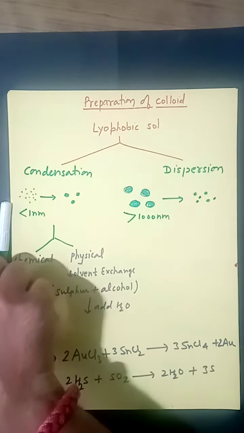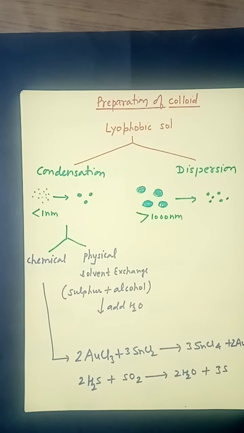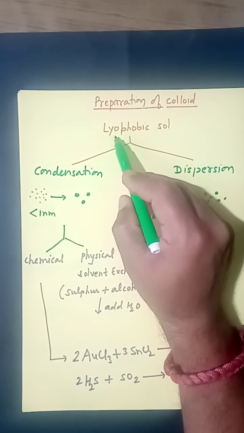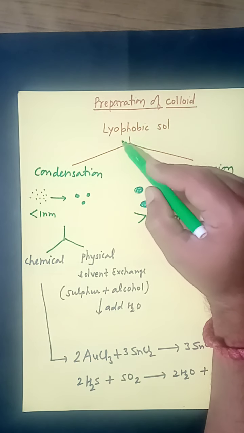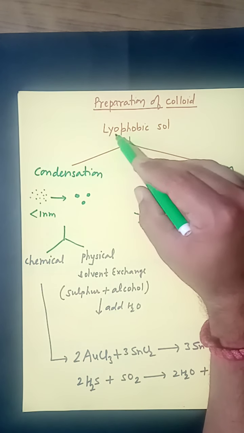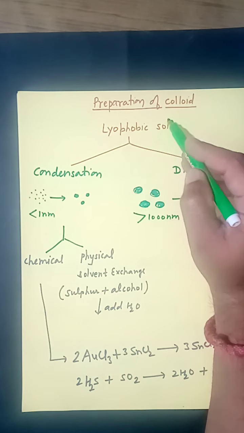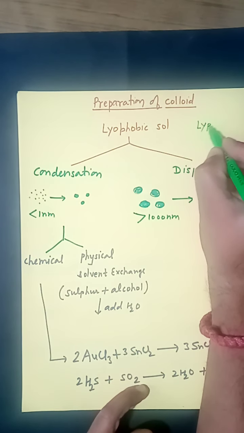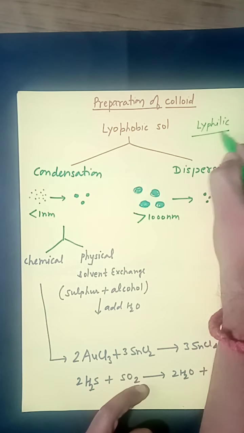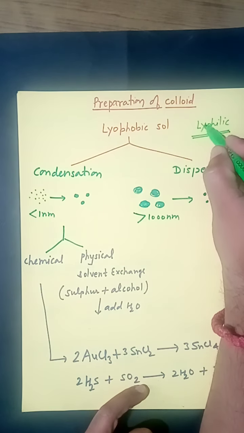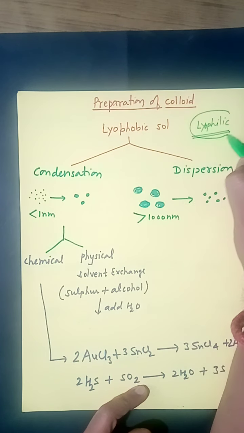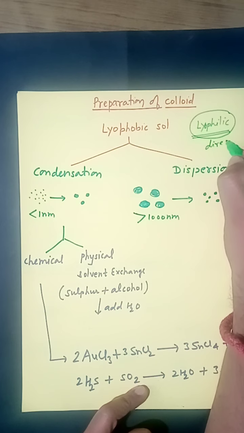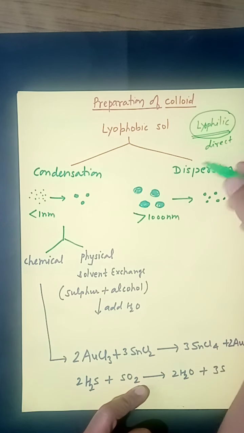preparation of colloid. Now, as you know, colloids are of two types. One is lyophilic, the other is lyophobic. Now, in preparation of colloid, we need different methods for lyophobic sol only. No need to prepare any method for lyophilic, because such types of colloids have great affinity between disperse phase and dispersion medium. So such colloids can be prepared by direct method. No need to use any indirect method.